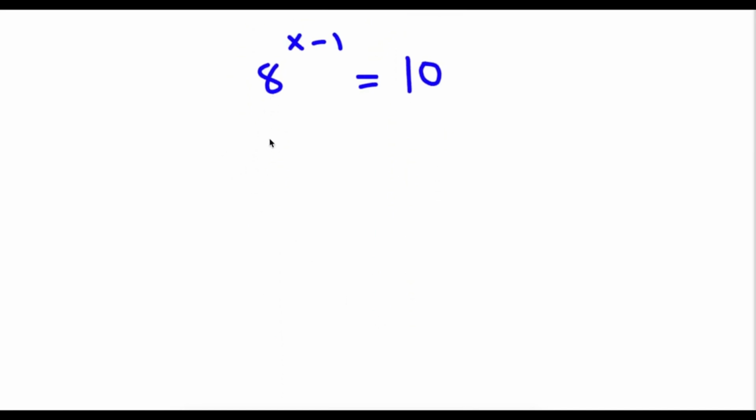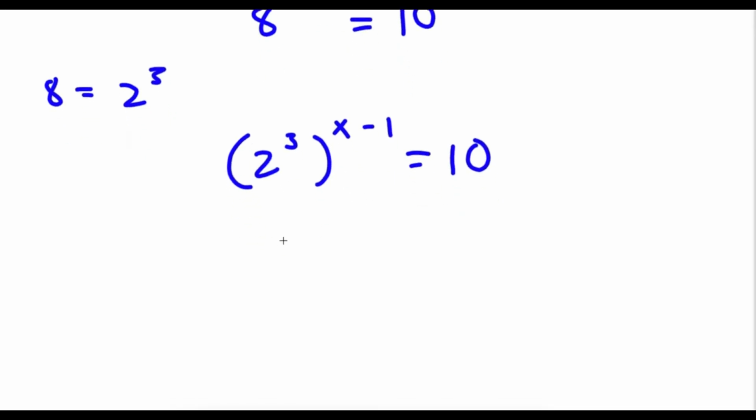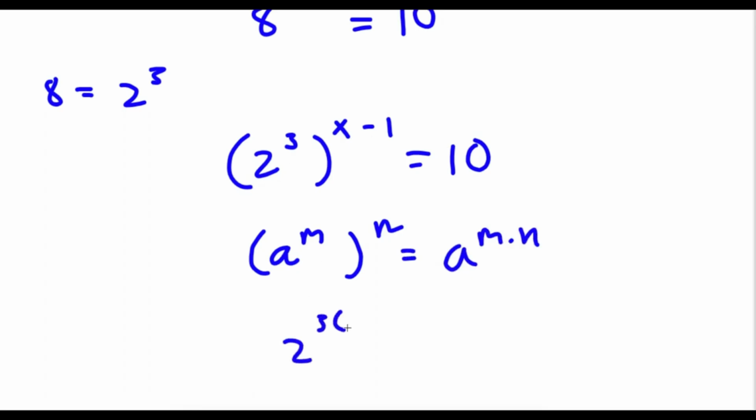Now 8 here, this is the same thing as 2 to the power of 3. So if I replace 8 with 2 to the power of 3, I get 2 to the power of 3 to the power of x minus 1 is equal to 10. And now if I have something in the form a to the power of m to the power of n, this is equal to a to the power of m times n. So 2 to the power of 3 to the power of x minus 1, that's going to equal 2 to the power of 3 times x minus 1.